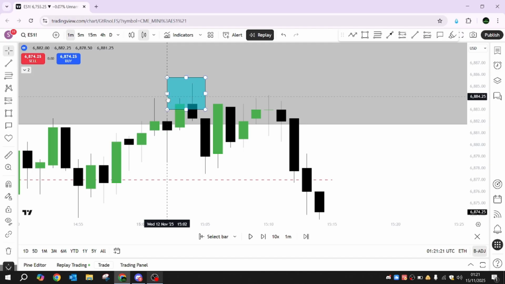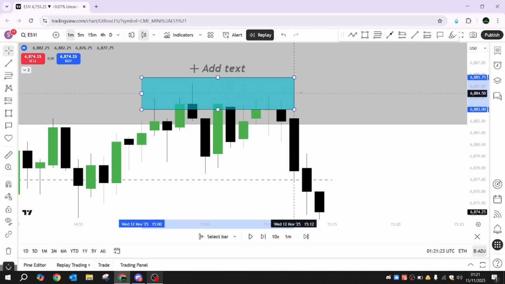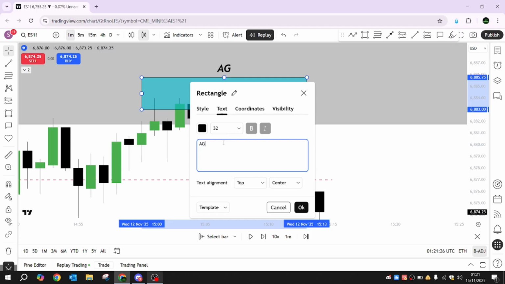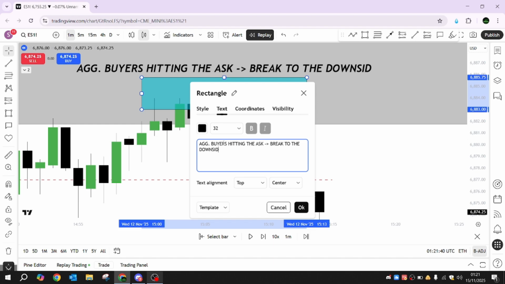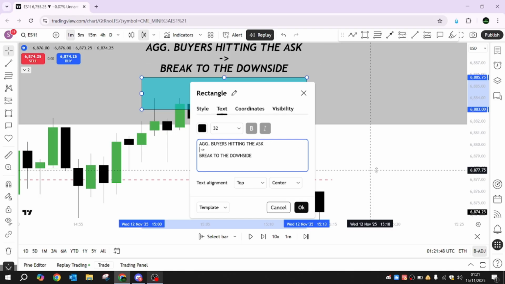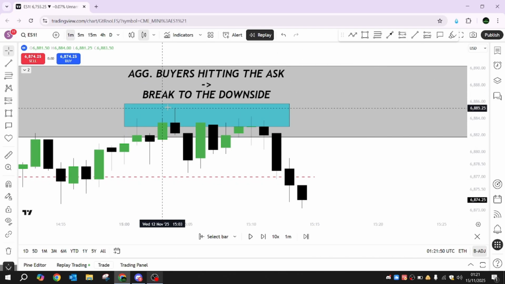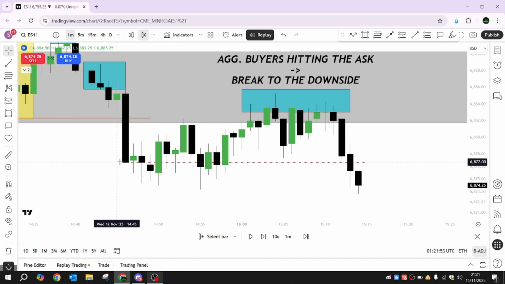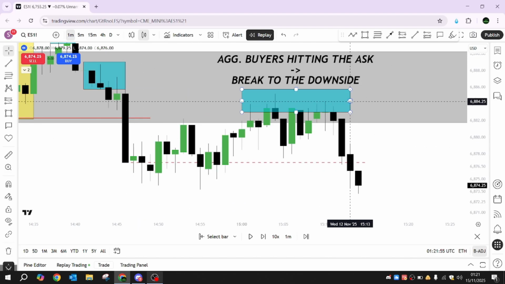So if we go to the candlestick charts, what we're seeing is all throughout this region, we are seeing aggressive buyers hitting the ask. Then we see a break to the downside. Now, when you see a break to the downside, that is the confirmation that those aggressive buyers were unsuccessful. And this is what we're looking for. We want to see aggressive buyers hitting the ask. When we see price breaking below our initial break, this is what confirms the entry.